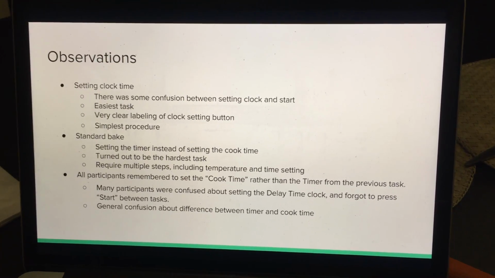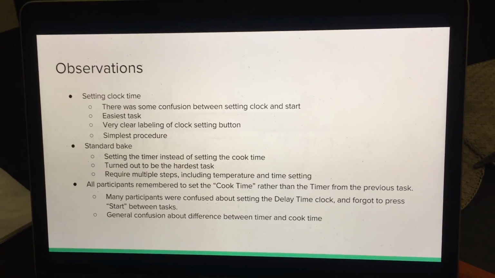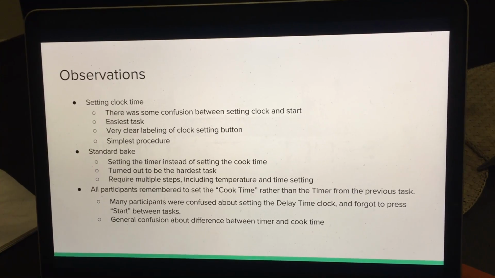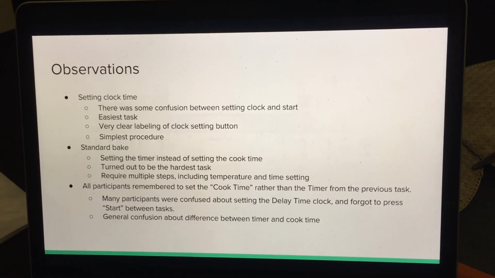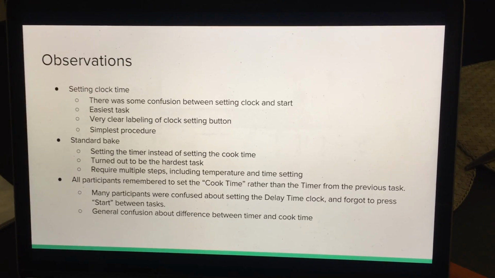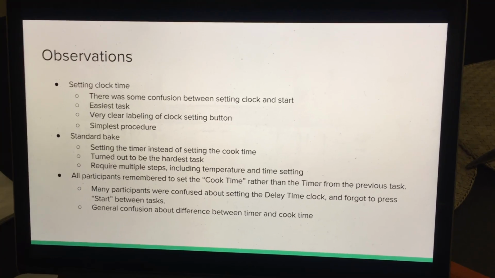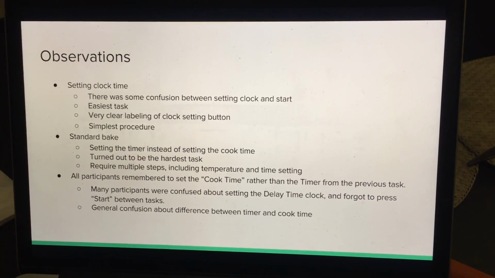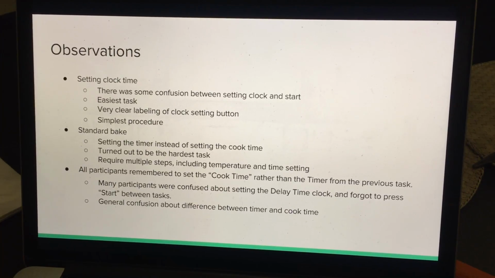Our standard bake, our second task, turned out to be the hardest task because it was the first time users were actually being introduced to the function of setting the cook time and setting the cook temperature. And then our last task was actually a little bit easier, but the participants had a hard time distinguishing setting the timer from actually setting the cook time, which are very different from each other.